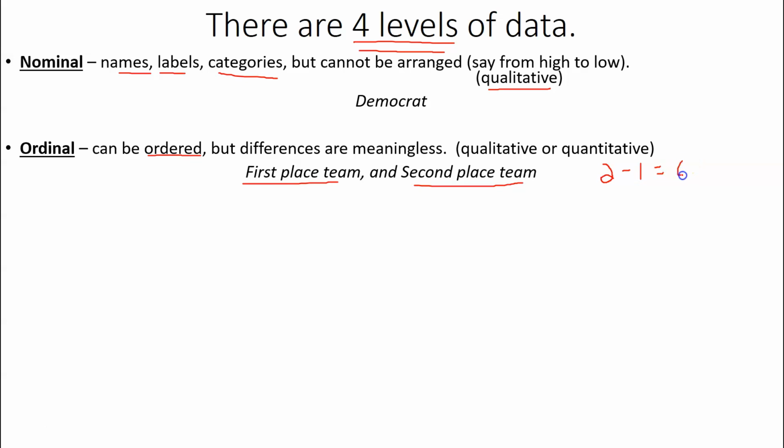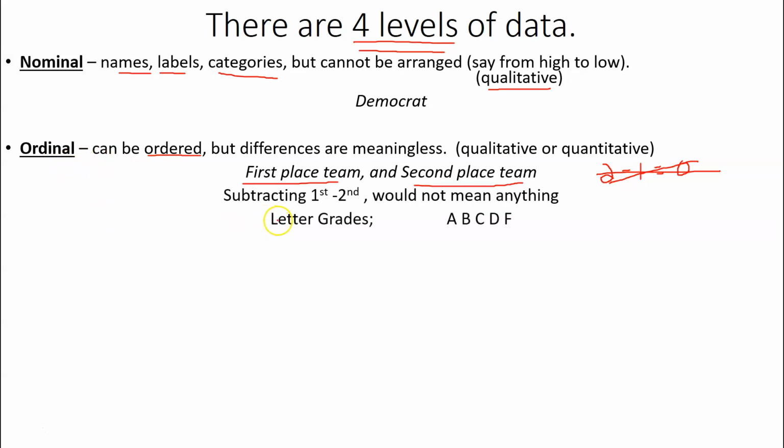Does that make any sense at all in this context? No. So making a subtraction of the numbers doesn't mean anything. That's the ordinal level. So I can order them, but subtraction doesn't mean anything. Letter grades. That's a good example. I can order them, but A minus B doesn't really mean anything.